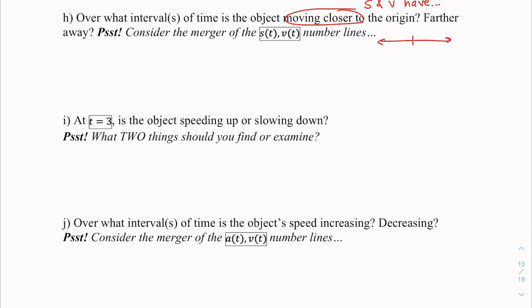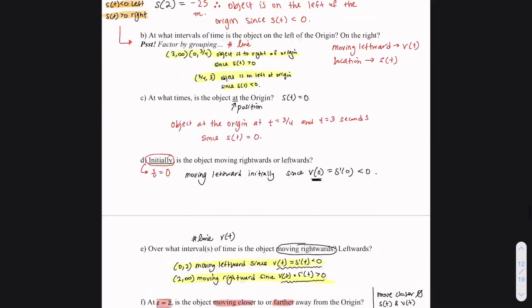So if I'm moving closer, let's take an example. I'm to the right, so S is positive, but to move closer, I have to move to the left, so V will be negative. So S and V should have opposite signs. Okay, let's construct our S and our V number lines and see where they have opposite signs. I'm going to pull them from up here.